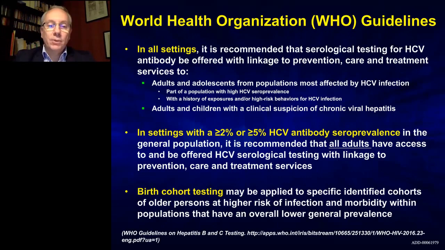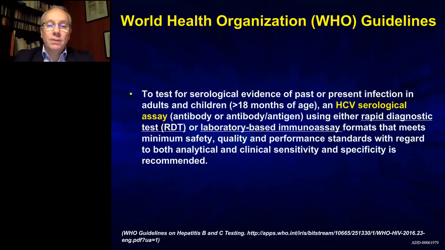The WHO adds that to test for serological evidence of past or present infection in adults and children above 18 months of age, an HCV serological assay, antibody or antibody combined with antigen, using either rapid diagnostic RDT or laboratory-based immunoassay formats that meets minimum safety, quality, and performance standards with regard to both analytical and clinical sensitivity and specificity is recommended. So two different assays can be used, an ELISA assay, centralized, or locally a rapid diagnostic test, RDT.